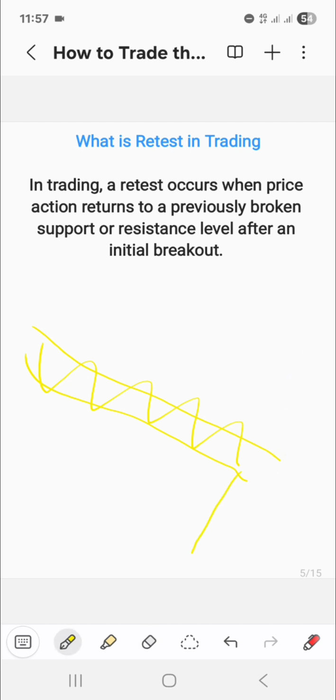If the market breaks below this support, comes down a little, and returns back to the support line, this is what is called a retest. The return is what is called a retest. The purpose of the retest is to validate whether that break of structure was true or not. Do you get my point?